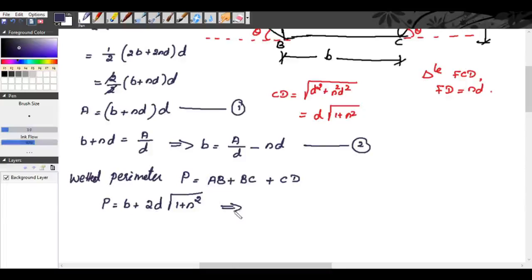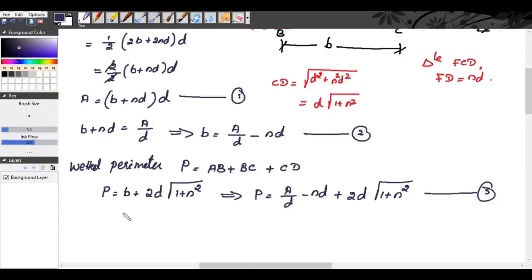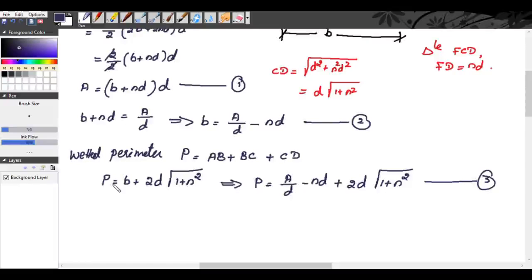So from which we get P is equal to A by D minus nD plus 2D into root of 1 plus n square. We will take this as equation number 3. Now we know for the most economical section, P should be minimum. So for the given area, the perimeter should be minimum. We will vary the depth. So the condition is dP by dD should be equal to 0.